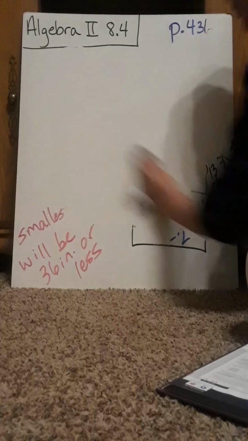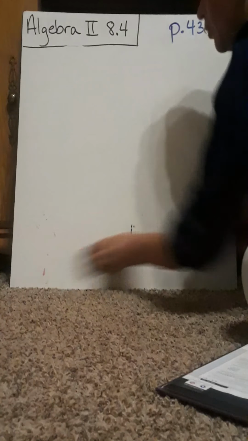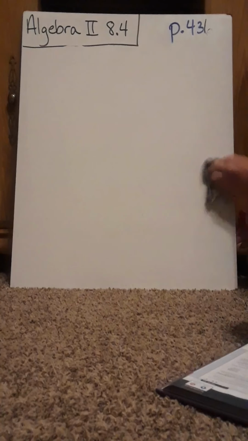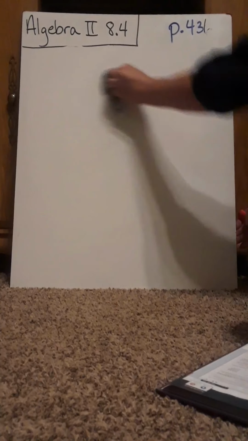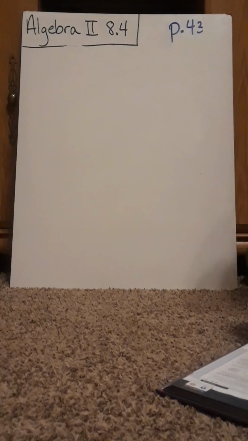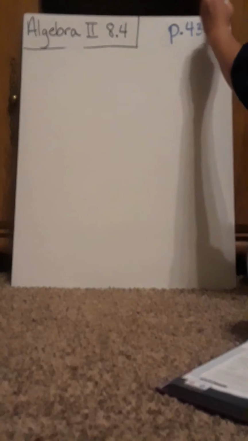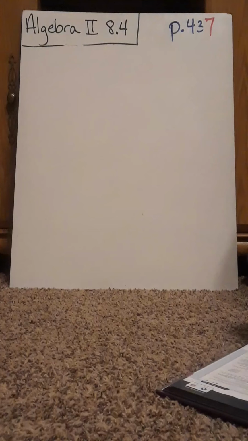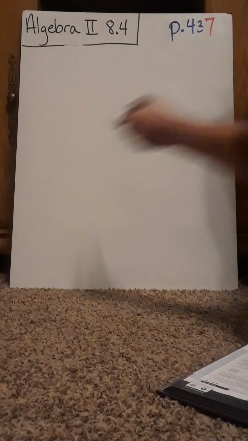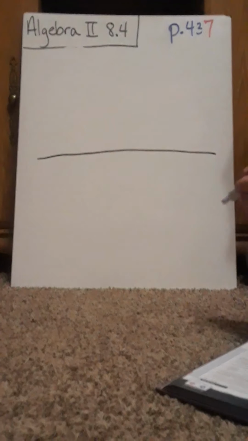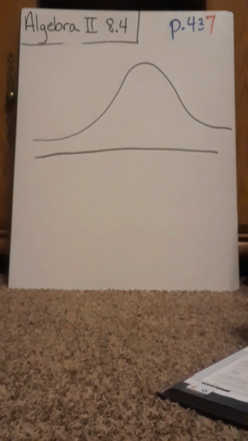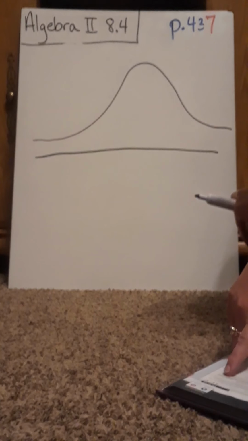And we're going to create a new number line now with new numbers. It's going to work the same way, it's just that the numbers will be different now. So we're now on page 437, and we're looking at example 2. Draw a new number line, new normal curve. Okay? All right, recent SAT scores are normally distributed.